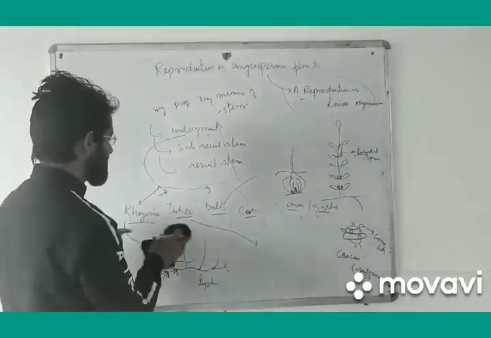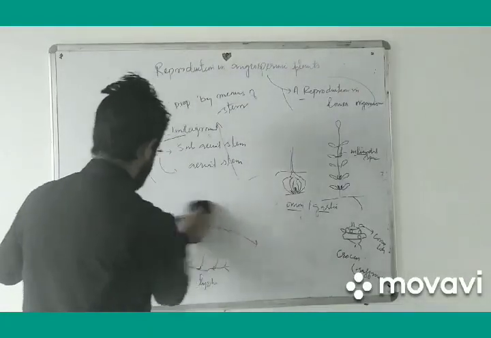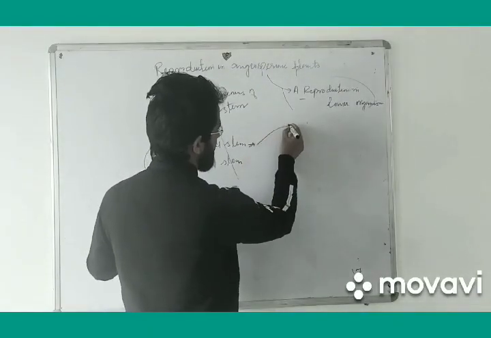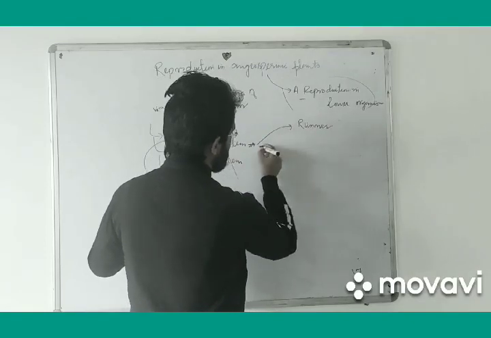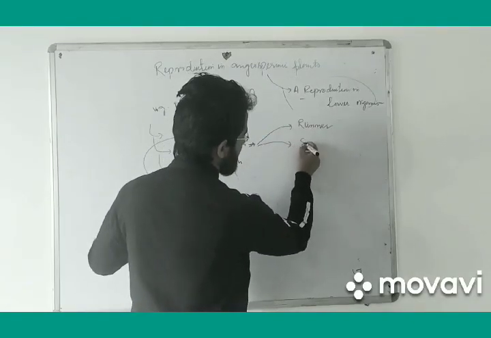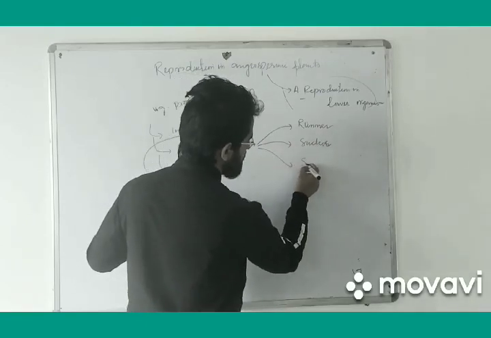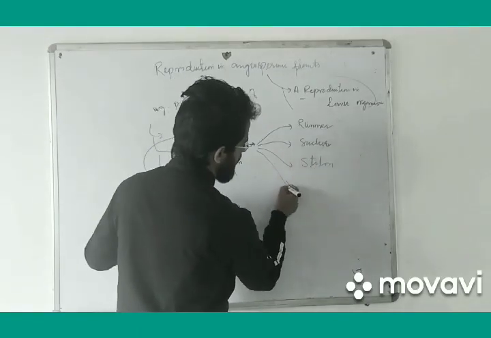Now we will talk about subaerial stem. Subaerial stem is of the following types. One is runner. Second is sucker. Third is stolon. Fourth is offset.